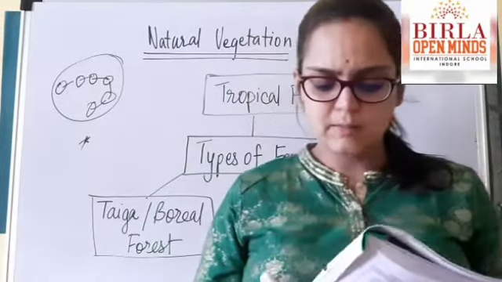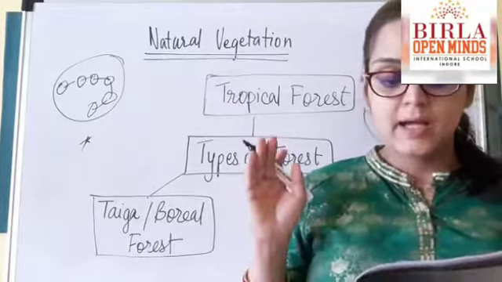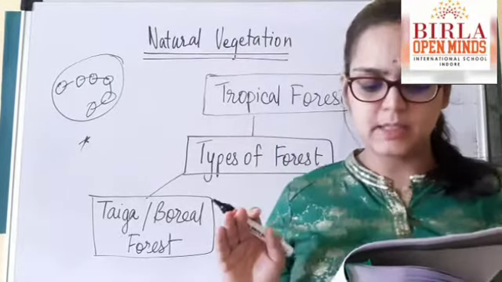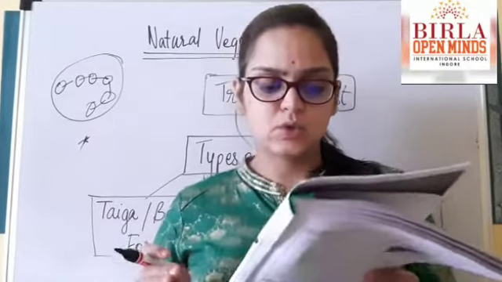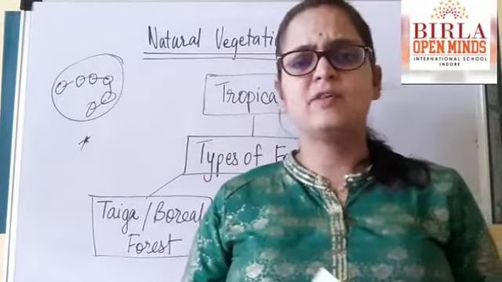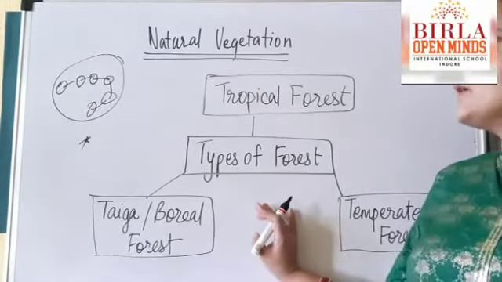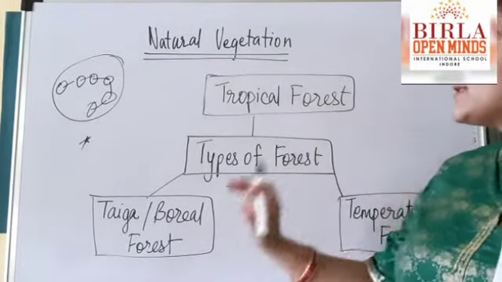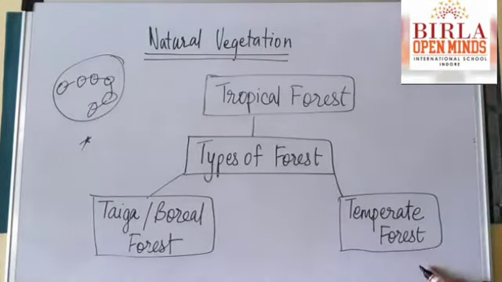Now let's talk about what a forest is. A forest is an extensive, continuous land dominated by trees, often with great diversity. That is known as a forest. We will be talking about three types of forest today. One is tropical forest, the second is taiga or boreal forest, and the third is temperate forest.